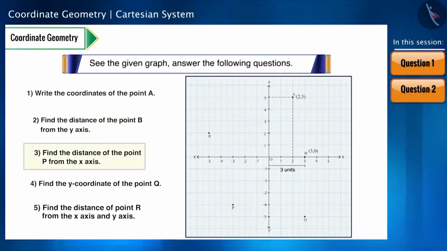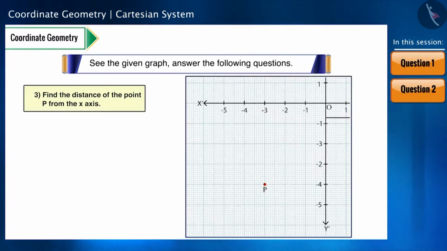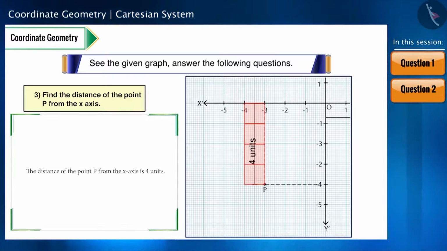Now the third sub-question. 3. Find the distance of the point P from the x-axis. We will also plot it in the same way, and we can see that it is located 4 units away from the x-axis.